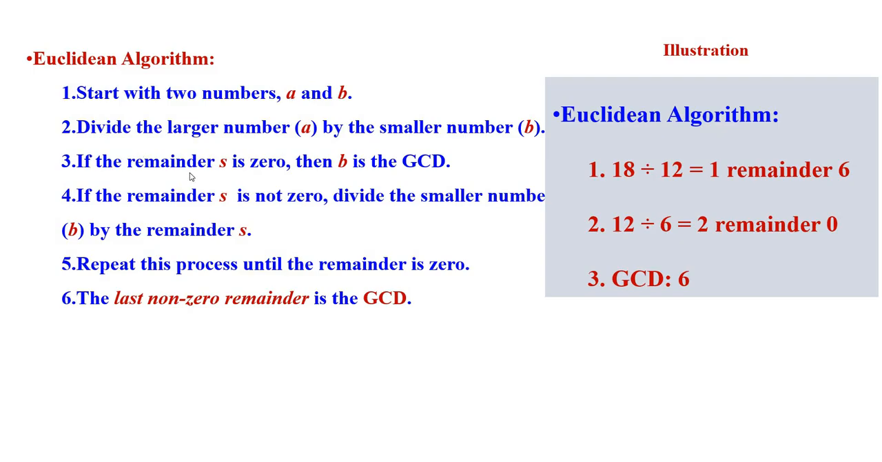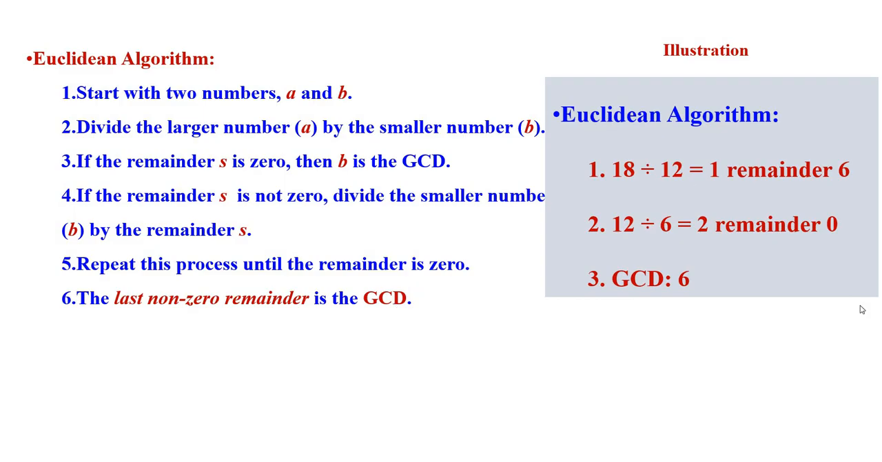Then you divide the larger by the smaller, and suppose you have the remainder to be some number, name it as S. If it is 0, then B itself becomes the GCD. If the remainder S is not 0, divide the smaller number B by the remainder S. Now that you have B and S, you perform the same operation with B and S. This process should be repeated until the remainder is 0. The last non-zero remainder is the GCD.